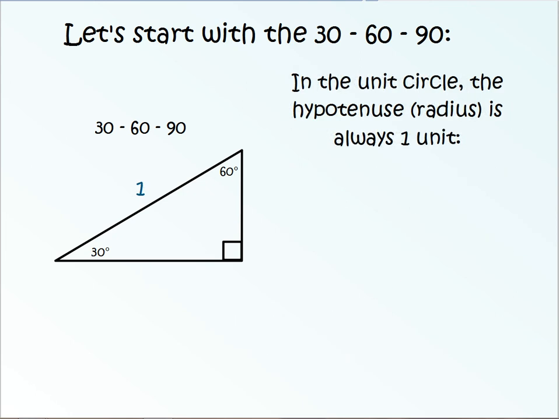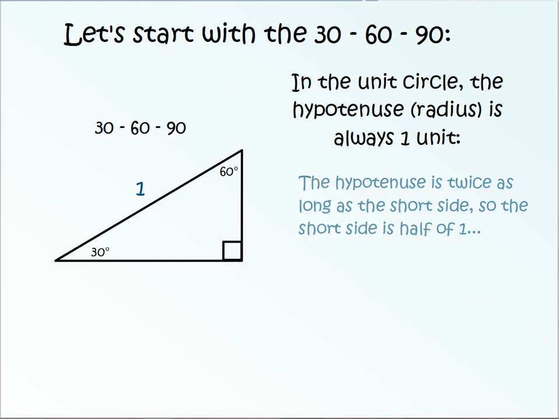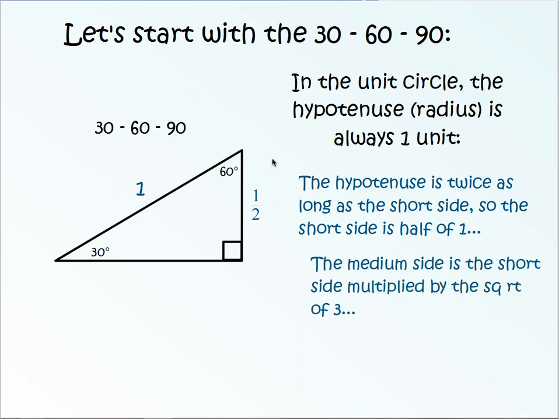In the unit circle, the hypotenuse is always the radius, and that's going to be 1 unit long. So the short side needs to be half of that, or 1/2. The medium side, remember, is the shortest side multiplied by the square root of 3. So when I do 1/2 times the square root of 3, I'm going to put the square root of 3 over 1 so I can multiply them together. And I get square root of 3 over 2. That's going to be the length of my medium side.